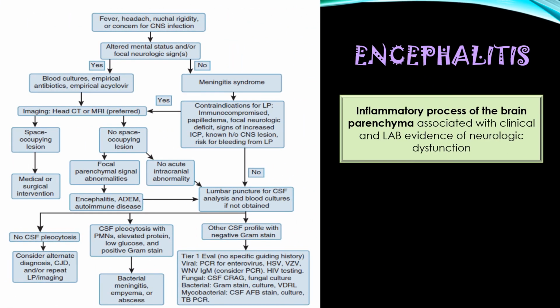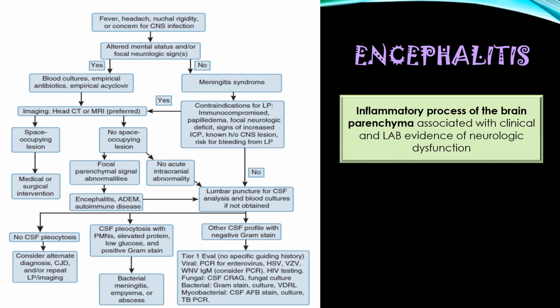Next syndrome is encephalitis. This is the inflammation process of the brain parenchyma. For meningitis, as discussed previously, it is inflammation of the meninges. That's why we can detect it from the CSF, but in encephalitis sometimes the CSF seems normal because some inflammatory cells may not show up in the CSF.